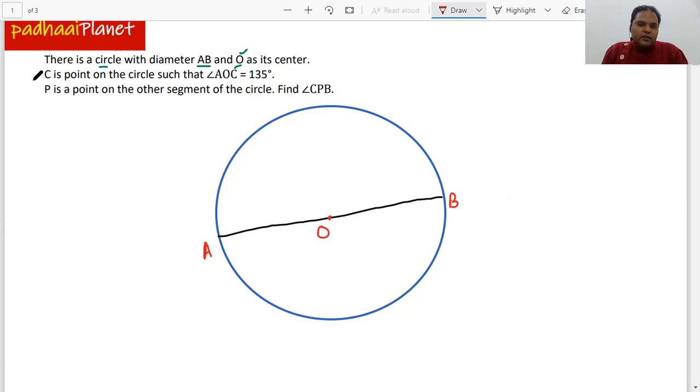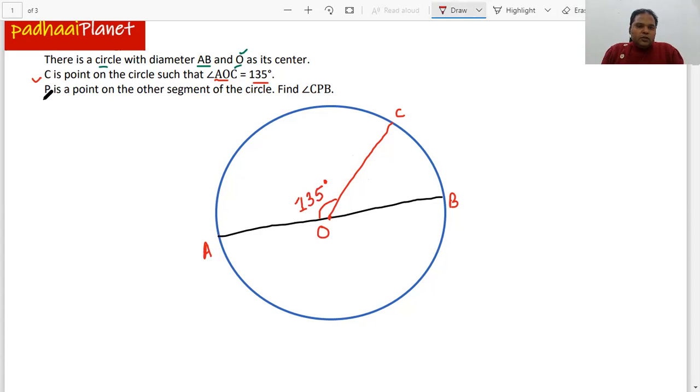Now what they're saying is that C is a point such that angle AOC is equal to 135 degrees, right? So C is a point on the circle such that angle AOC, which is this, is basically 135. All right, I'll just make it a little better. So this angle is 135 degrees, right?